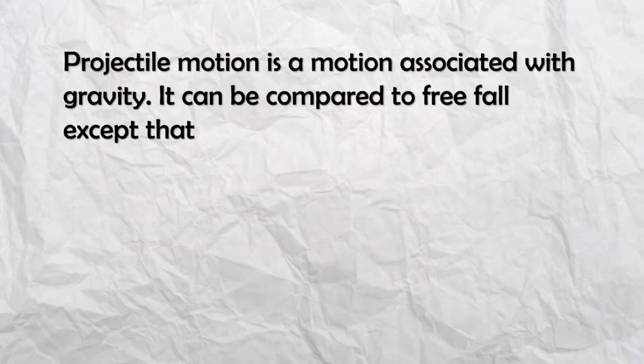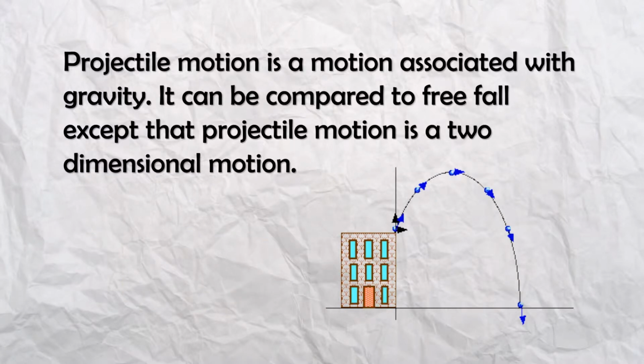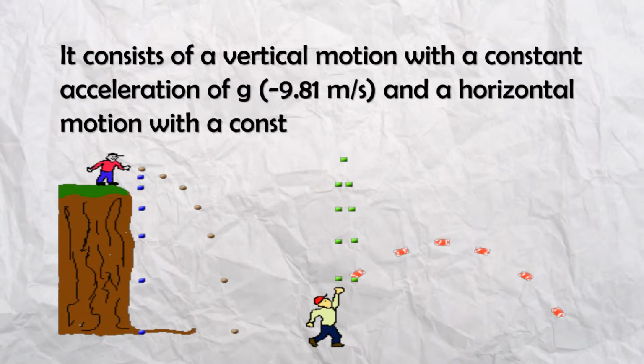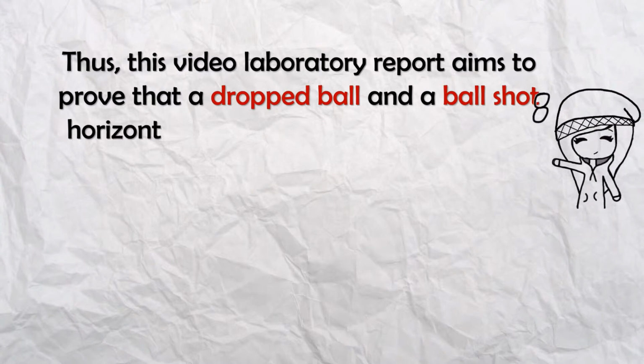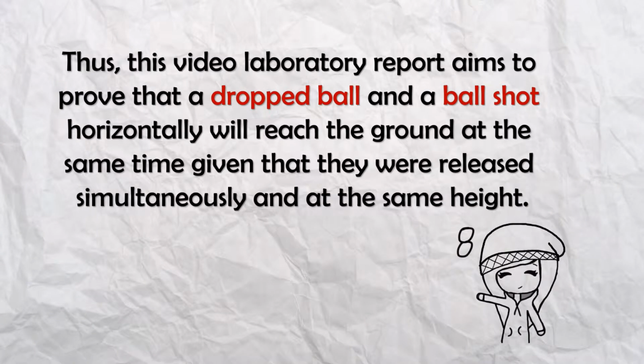Introduction. Projectile motion is a motion associated with gravity. It can be compared to free fall except that projectile motion is a two-dimensional motion. It consists of a vertical motion with a constant acceleration of g or gravity and a horizontal motion with a constant velocity. Thus, this video laboratory report aims to prove that a dropped ball and a ball shot horizontally will reach the ground at the same time, given that they were released simultaneously and at the same height.